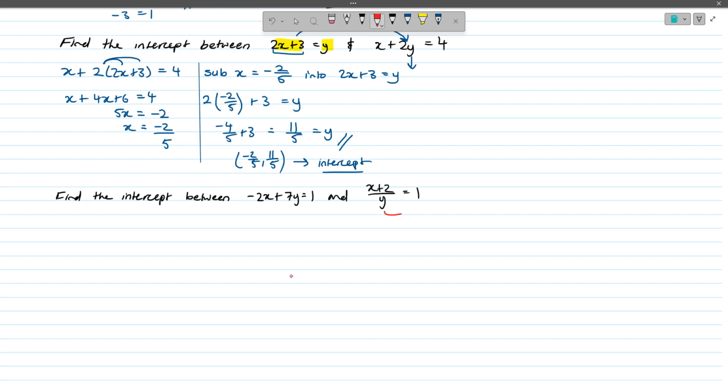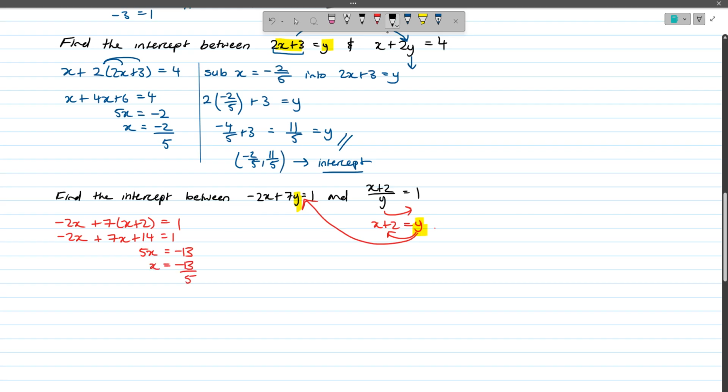So I'm going to recognize that I can multiply this by y to turn this into x plus 2 is equal to y. Then I can sub this in to here, and then I can say negative 2x plus 7(x plus 2), because that's what y is equal to right here, is equal to 1. And we can effectively solve for x. So that gives us negative 2x plus 7x plus 14 equals 1, which gives us 5x is equal to negative 13. So then x is equal to negative 13 over 5.